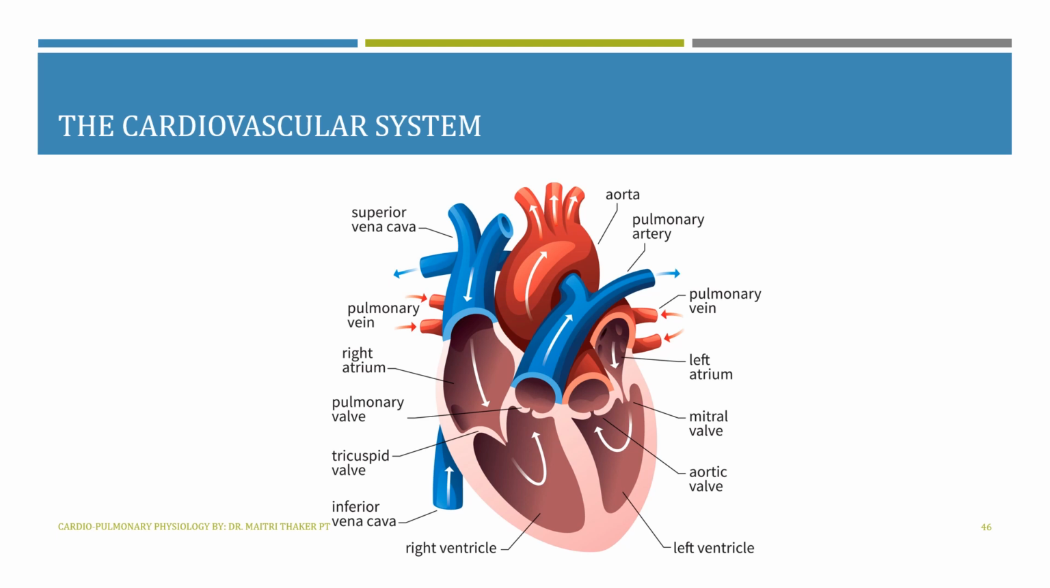Major vessels that arise from the heart are the pulmonary artery and aorta. And the major vessels that empty into the heart are the inferior and superior vena cava and 4 pulmonary veins.